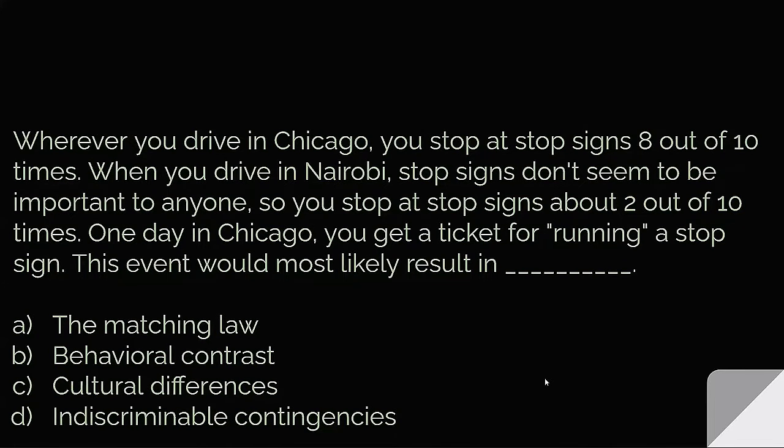One day in Chicago, you get a ticket for running a stop sign. This event would most likely result in what? Would it be the matching law? Would it result in behavioral contrast, result in cultural differences, or result in indiscriminable contingencies?